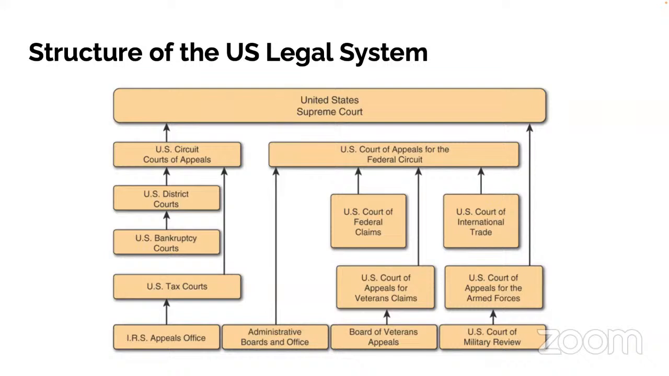We also have the intermediate appellate courts. These exist in 40 of the 50 states. The ones that don't have an intermediate appellate court are Delaware, Maine, Montana, Nevada, New Hampshire, Rhode Island, South Dakota, Vermont, West Virginia, and Wyoming. They have various numbers of judges in each state.